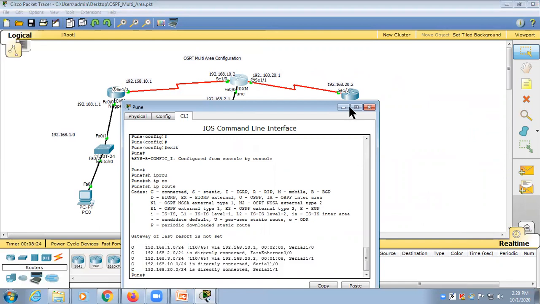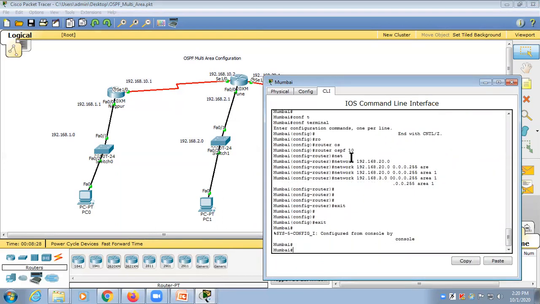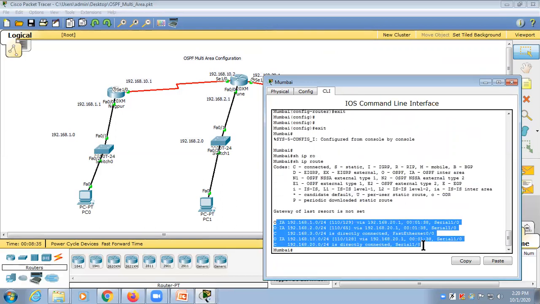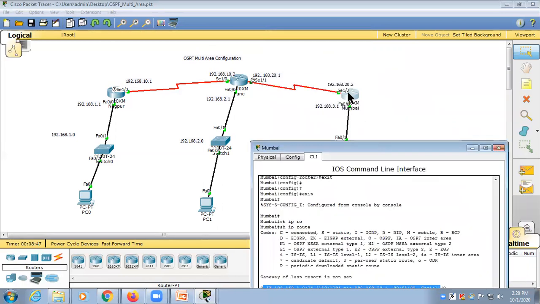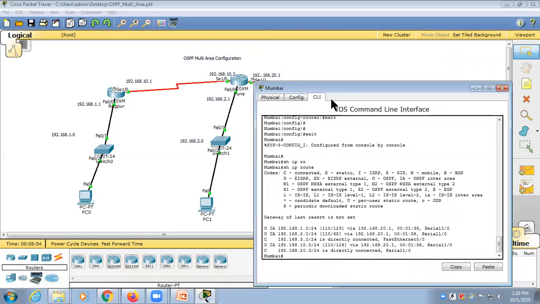But if you go to the Mumbai router, guys, to the Mumbai router Nagpur is inter area. If you type show ip route, here there are three networks that are inter area, because they are remote. They are not part of area 1. They are part of area 0. There are two areas, area 0 and area 1. So here IA showing is inter area, and it is learned via 20.1, because for Mumbai, this will be the exit interface. Now, this is the OSPF multiple area configuration, guys.